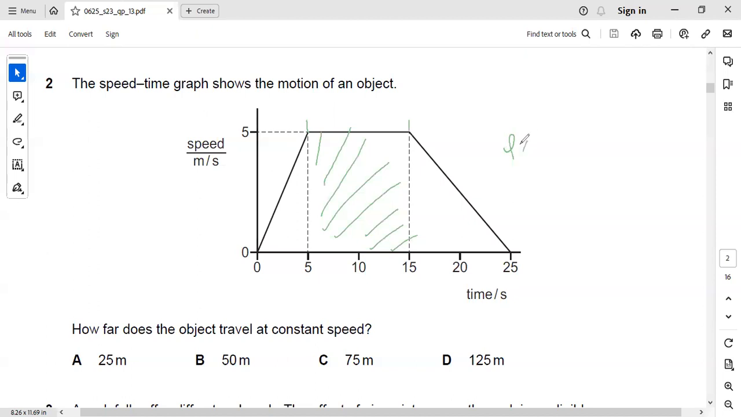So that is length into breadth. This is actually 5 and 15. 15 minus 5, that will be equal to 10. The speed is already given as 5. So 5 into 10, that is 50 meter. We can specify the unit also. Speed is meter per second, and time is 10 seconds. Second will get cancelled. 10 into 5, 50 meter. So B, 50 meter is the right answer.